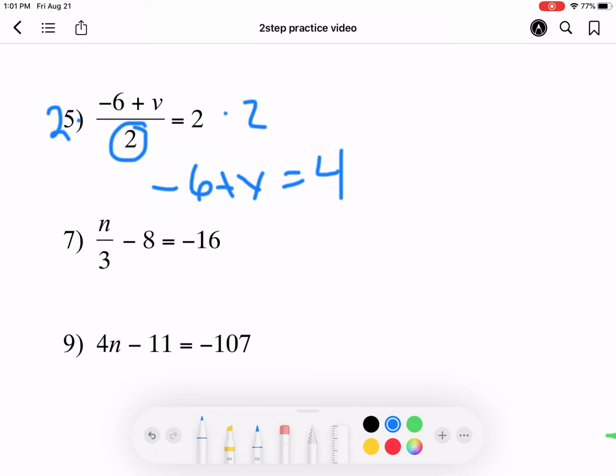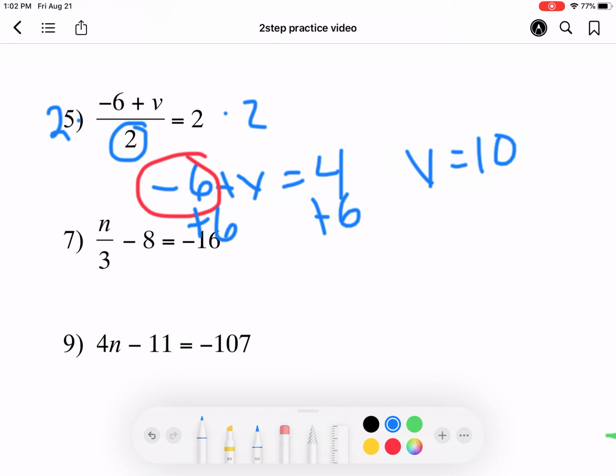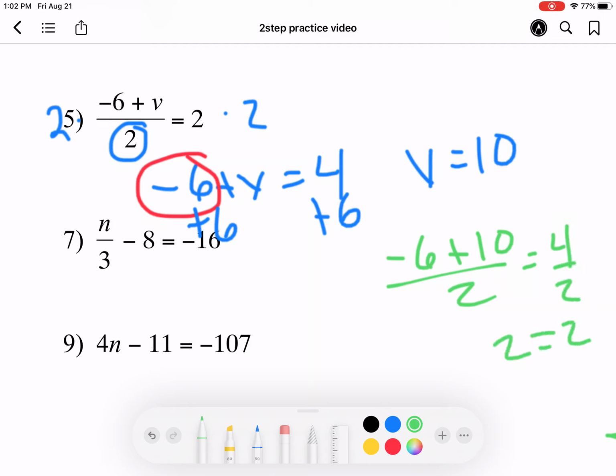Now I have another constant I have to move because I don't have a coefficient. So now I'm going to move this negative 6 now. And that negative 6, I'm going to add it. So that's going to give me v is equal to 10. We can see if I got this right by simply substituting. Negative 6 plus 10 divided by 2. Negative 6 plus 10 gives me 4. 4 divided by 2 is 2, and 2 is the same as 2, so I did get it right.